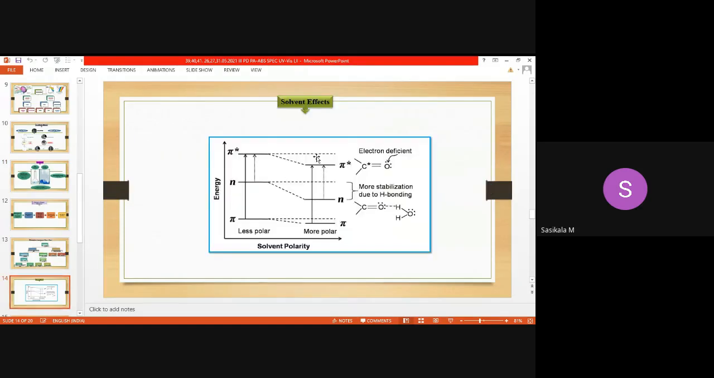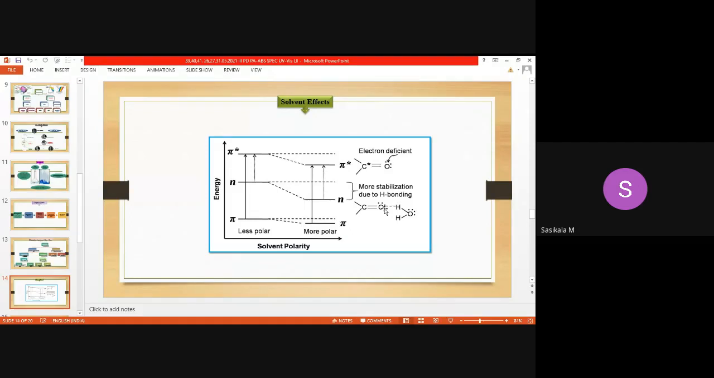So what is the mechanism of solvent for absorption? How it affects the absorption, we'll see. Based on polarity only we are choosing, right? More polar solvents we will always prefer. Polar solvents will always form hydrogen bonding with the molecule. It may form intermolecular hydrogen bonding with the compound, right?